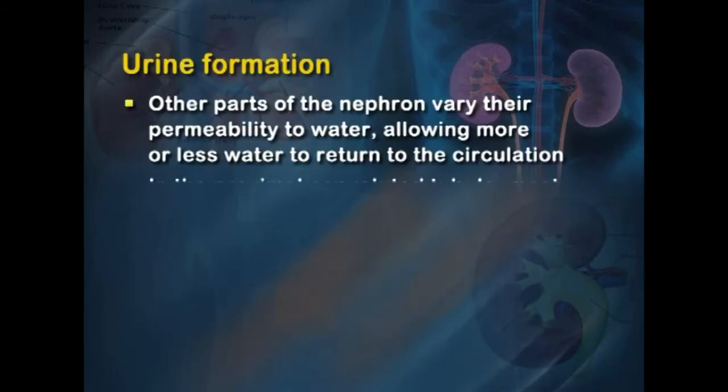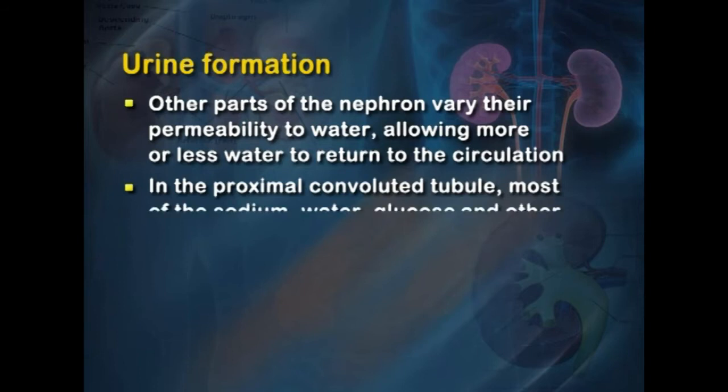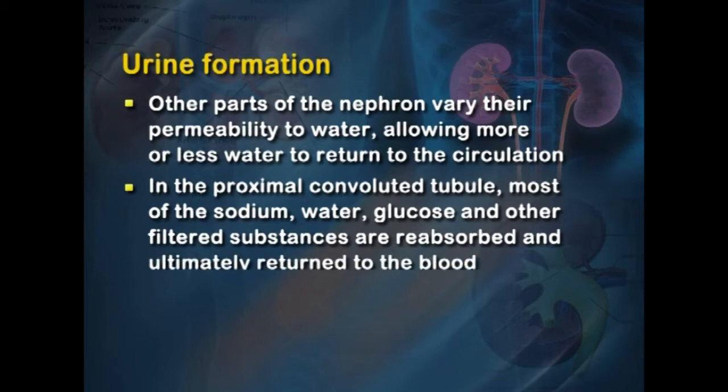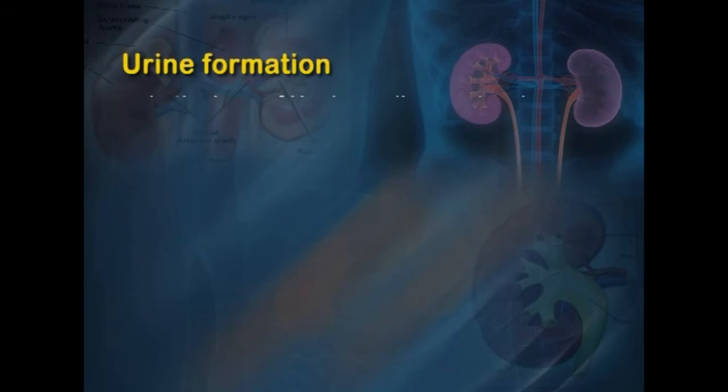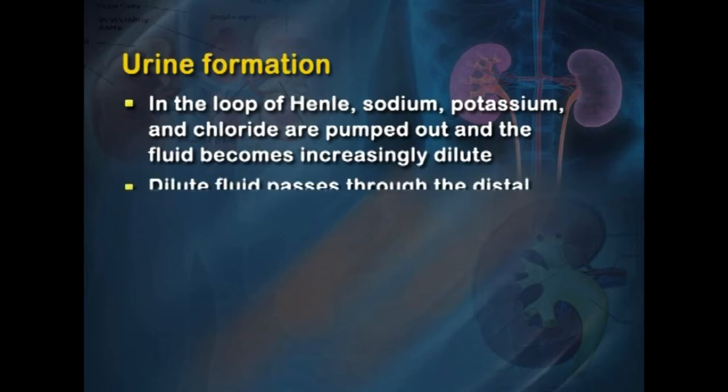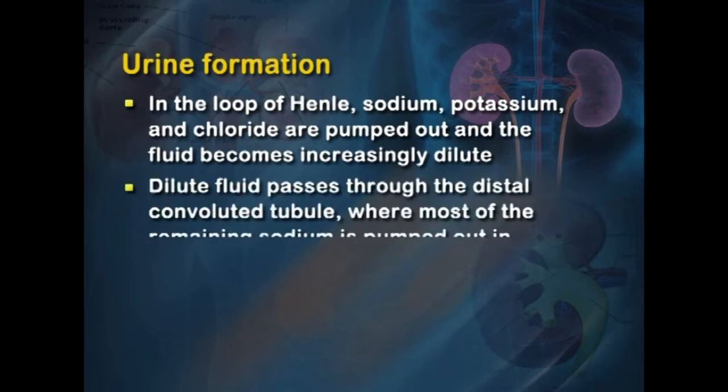Now, this function of the nephron is very important because once there is water excess or there is a dehydration, this is how the permeability will play a major role and try to restore water and electrolyte balance. In the proximal convoluted tubule, most of the sodium, water, glucose and other filtered substances are reabsorbed and returned to the blood. In the loop of Henle, sodium, potassium and chloride are pumped out and the fluid becomes increasingly dilute.